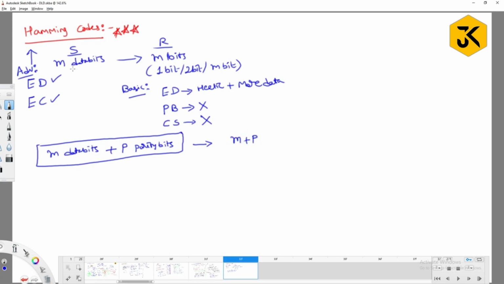As I am saying, if m data bits are sent, 1 bit, 2 bits, or m bits may be changed, right? If I am going to send m plus p bits, the data may be changed, or there is no change, no error. So this one represents there is no change in the data, right? So m plus p means what? These are the many possible numbers of errors that can occur.